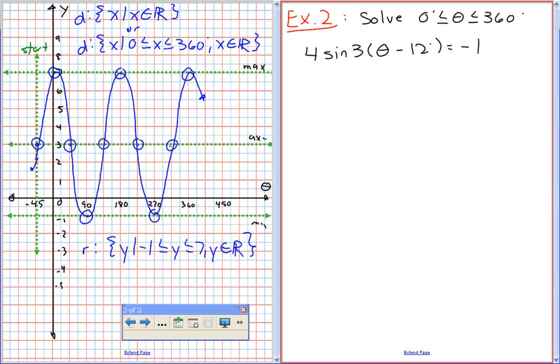Okay, enough of my problems. Okay, here we go. Solve from 0 to 360: 4 sine 3 theta minus 12 equals 1. You will see something like this again tomorrow for sure. Okay, how do we solve that?